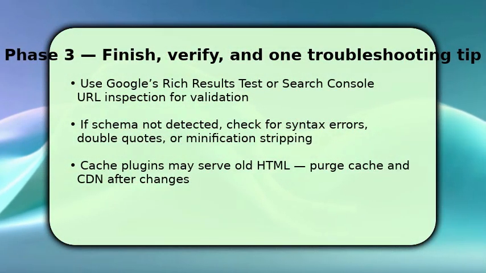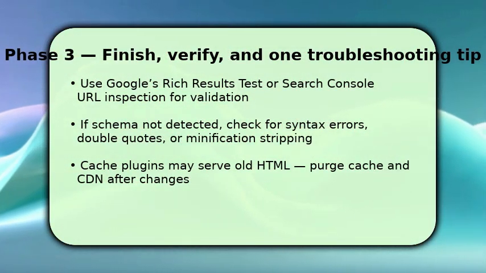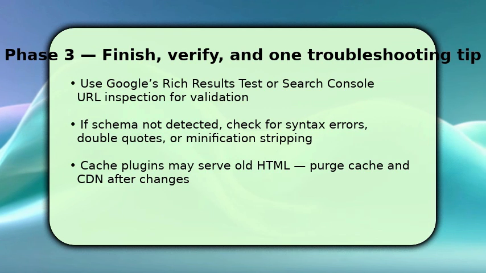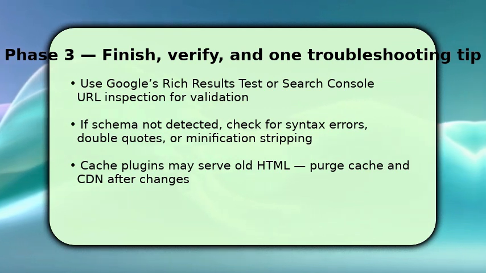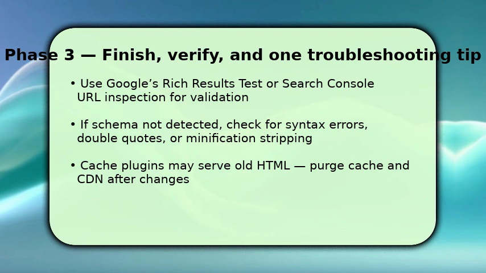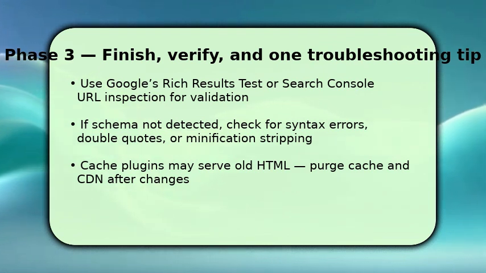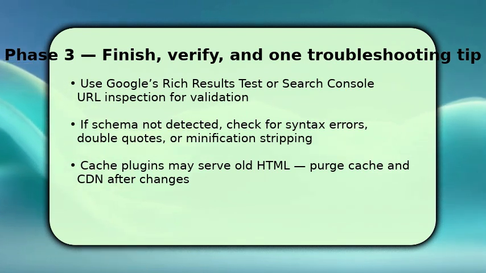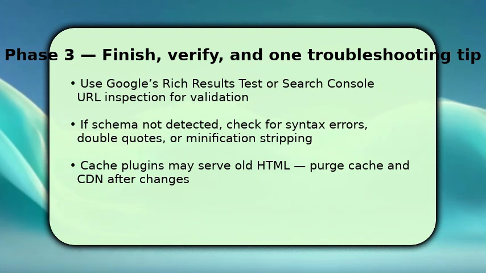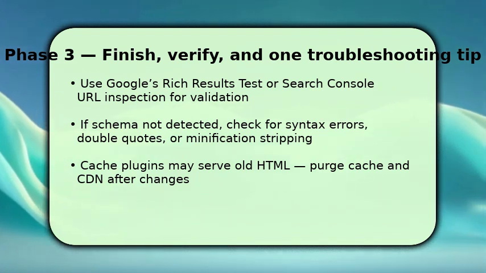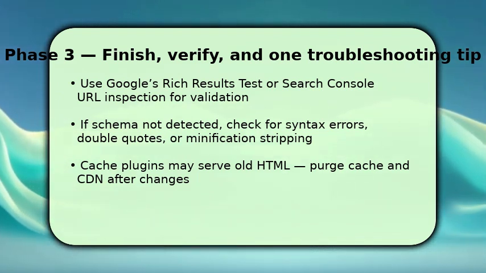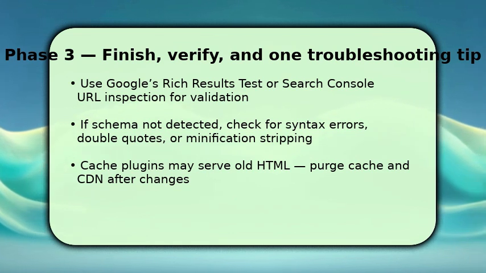Finish by validating and troubleshooting the schema. Run Google's Rich Results Test on the page URL and correct any JSON errors reported. Syntax mistakes or unescaped quotes are the usual culprits. If the schema still doesn't appear, purge your site cache and CDN and disable HTML minification temporarily, because some optimizers remove script type blocks. Finally, make sure the FAQ is not blocked by robots.txt, and rerun the test after changes so Google can index the updated markup.